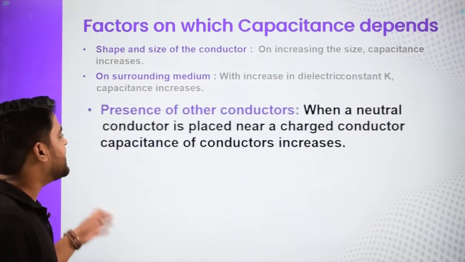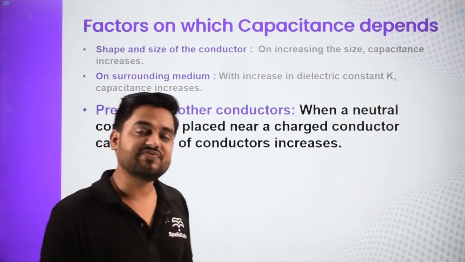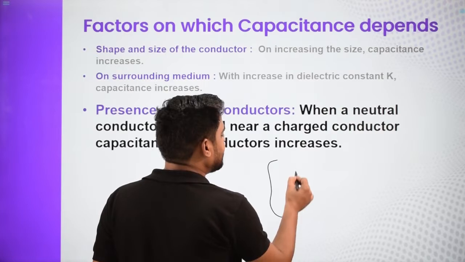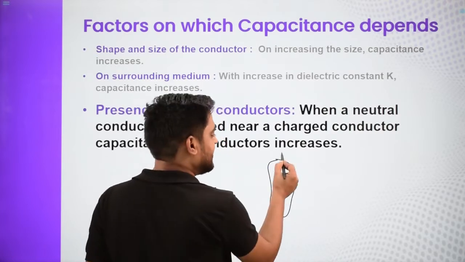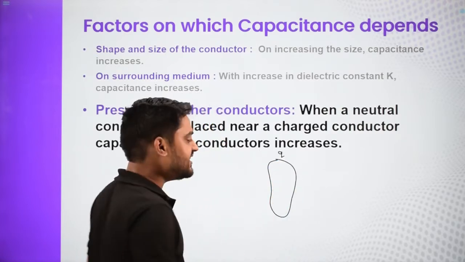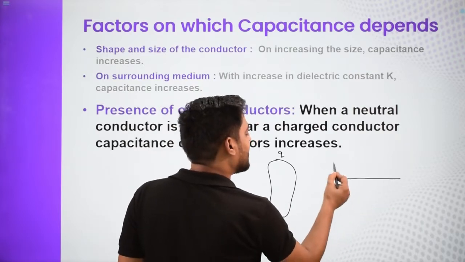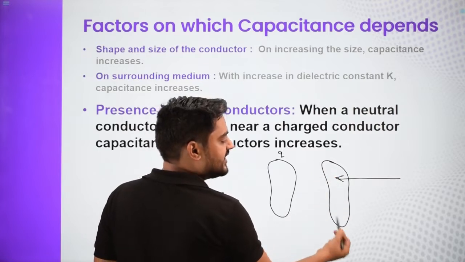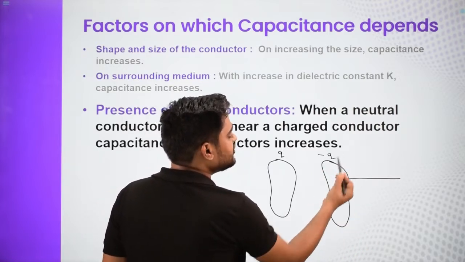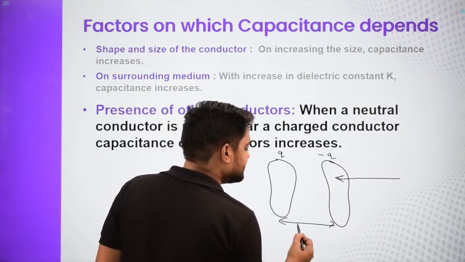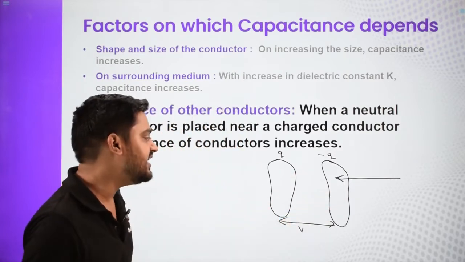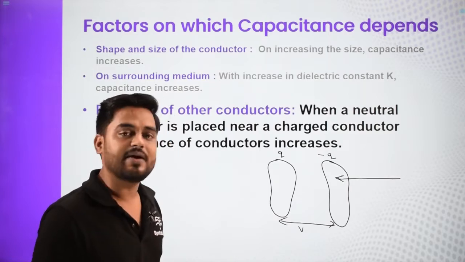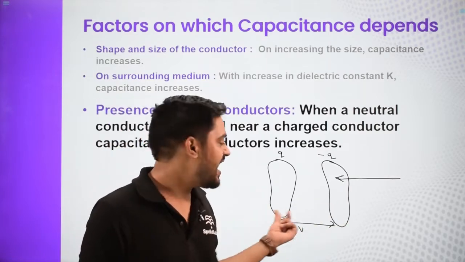Next thing is, it depends on the presence of other conductors. If we bring another conductor near it, as we have already seen for a pair of conductors, then if this is a single conductor with Q charge and I bring in another conductor which is, let's say, neutral, it will gain minus Q over here, and we can earth it so it can gain this charge, then the capacitance of the entire system increases. So generally we use this system only. There are various types of capacitor, we will discuss them, but generally we use a pair of conductors.